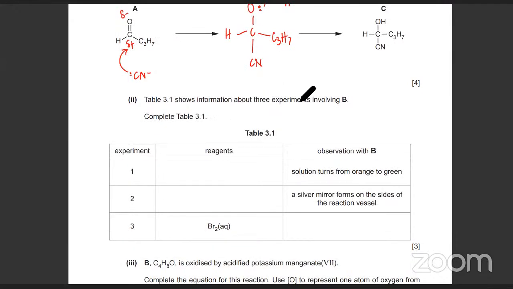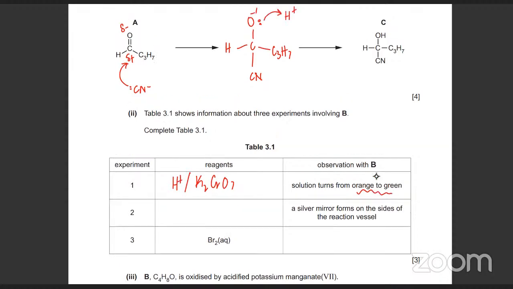Now the table shows information about 3 experiments involving B. B is the other one. First thing, solution turns from orange to green. ये किसका color change होता है when it? Which solution always turns from orange to green? Dichromate, sir. Yeah, that's dichromate. It's K2Cr2O7, right?